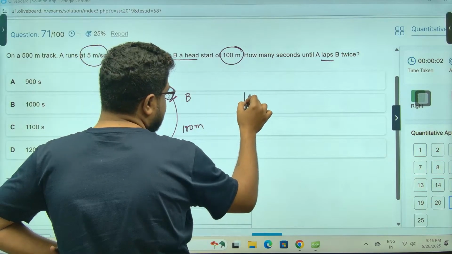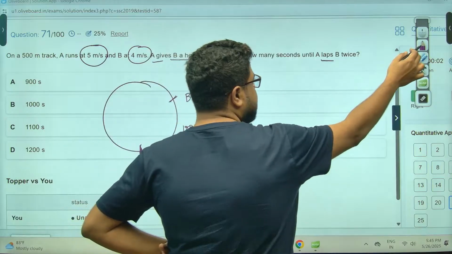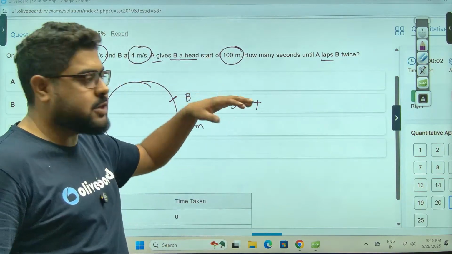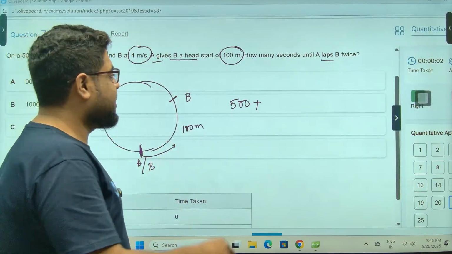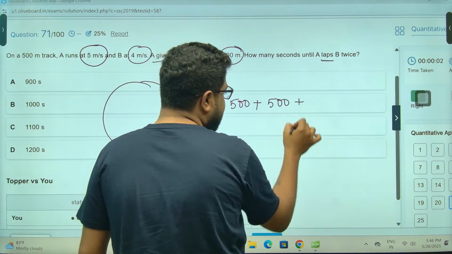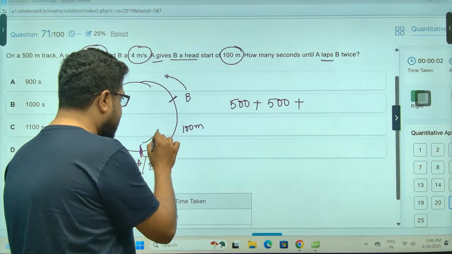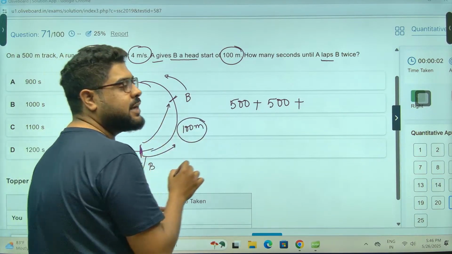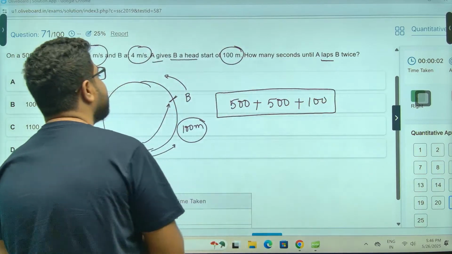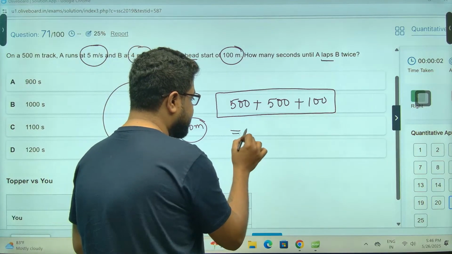How much was it, sir? 500. So A needs to run 500 meters per lap to lap B once, because B is also running. B won't just stop. For the second lapping again 500. But initially, to lap B, A needs to go from this point to this point, that is 100 meters more. This is what is given. So this is 1100 meters.